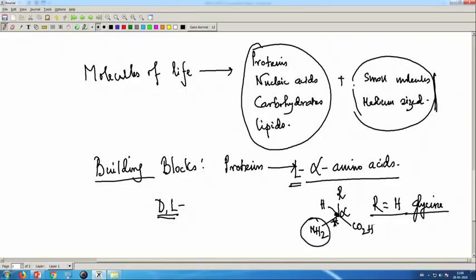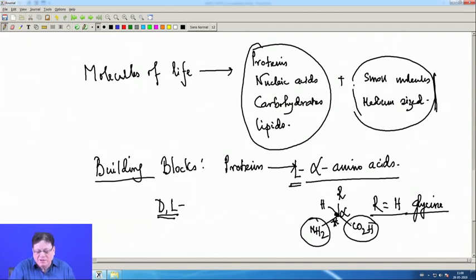Now, because it contains, we know that the amine is a basic functionality and carboxy is an acid functionality. So, in a molecule you have both acid and base present. So, that presents an interesting situation. There can be internal hydrogen transfer between them, and so NH2 can be present as NH3 plus and CO2H will be present as CO2 minus.